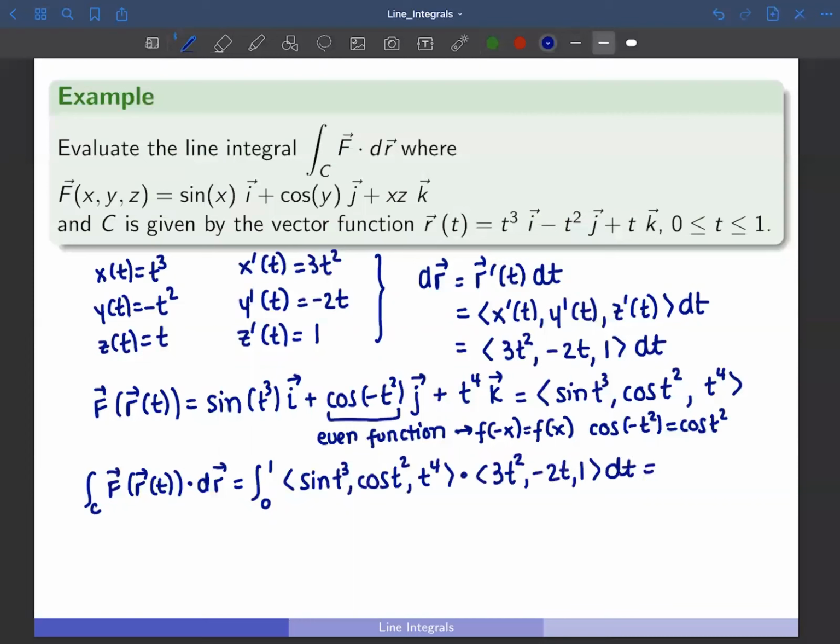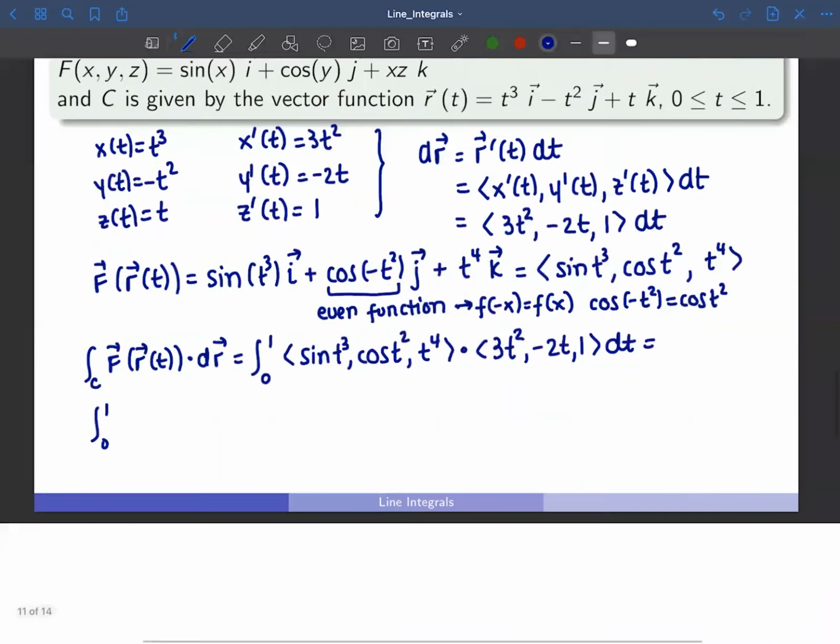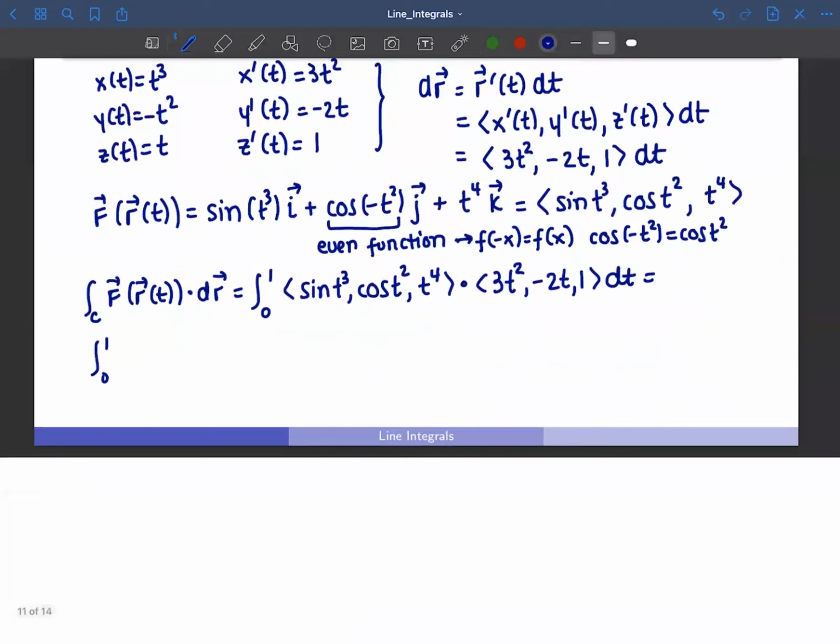So that is equal to the integral from 0 up to 1. And if we now evaluate the dot product, we'll have 3t to the square times sine t to the third, minus 2t times cosine of t to the square, and then plus t to the fourth, times dt.